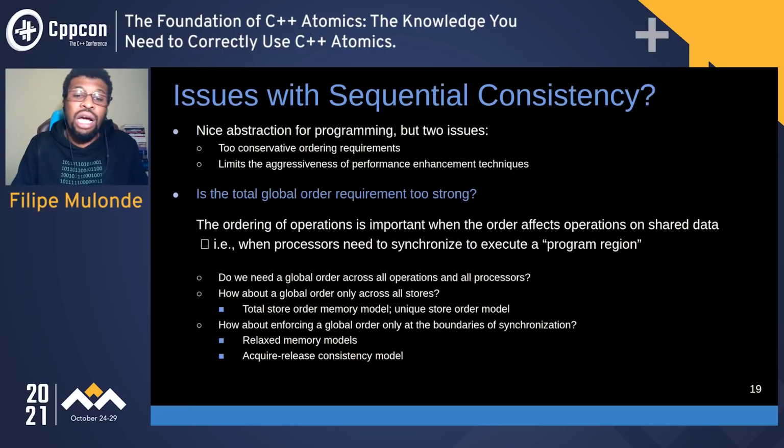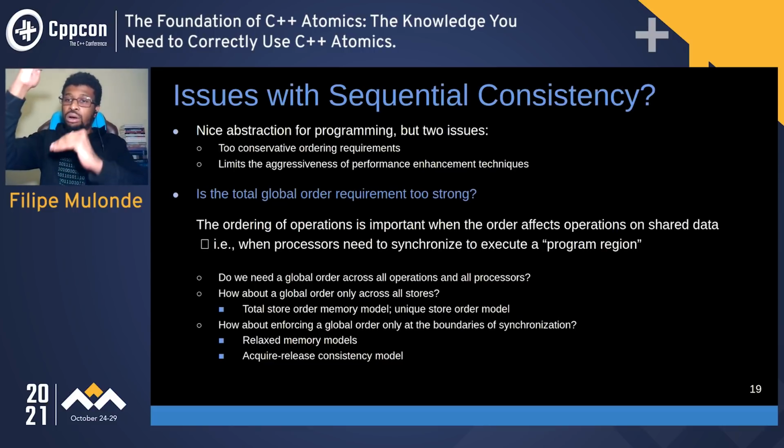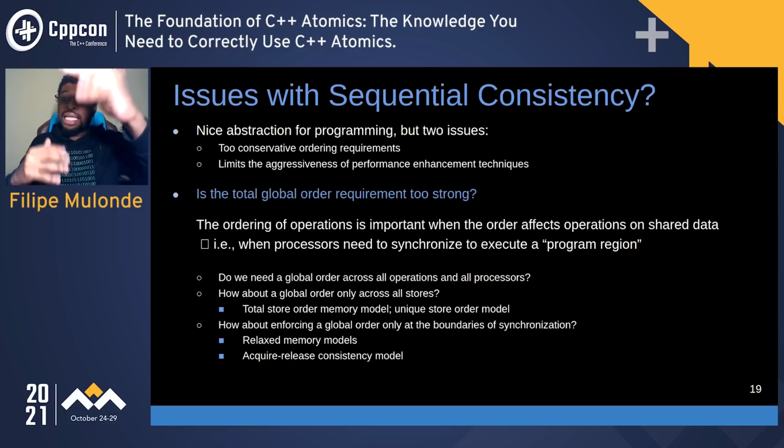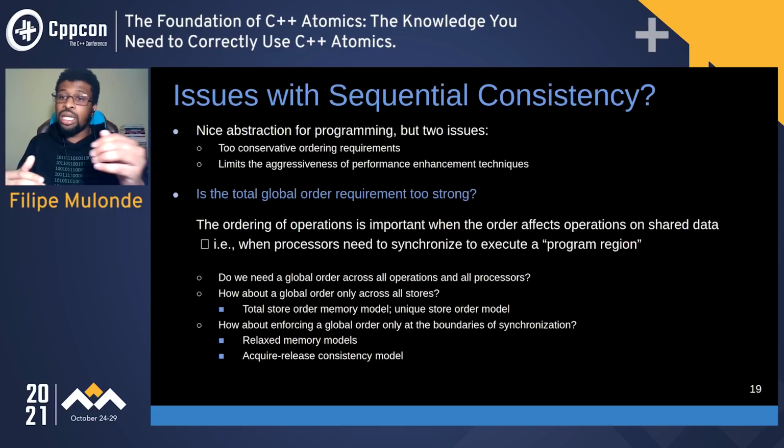Do we need global order across all operations and all processors? It's almost the same question that I made here. So how about a global order only across all stores, like the x86 total store, for example? Or how about enforcing a global order only at the boundary of synchronization? Here, for example, when we have a lock, we only need to guarantee that the operations inside of the critical section do not exit the critical section. But all the operations outside the critical section and the operations inside the critical section don't need to be executed in a sequentially consistent manner.